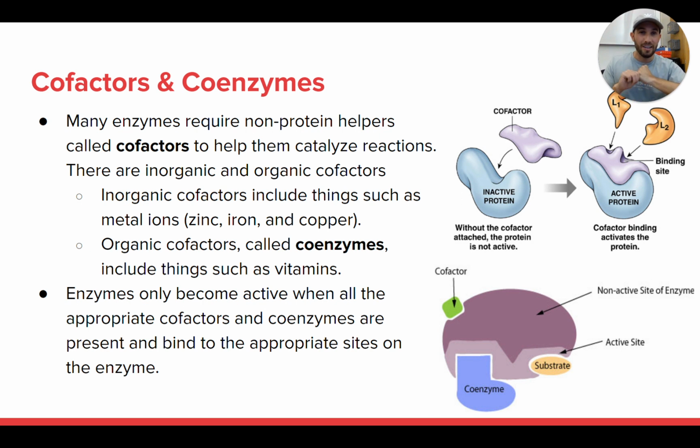Coenzymes are organic cofactors. For the purpose of this class, you don't need to worry about the difference between cofactors and coenzymes. Just know that cofactors or coenzymes are substances that bind to enzymes to help them work properly. An example of a coenzyme, an organic cofactor, is vitamins. There are certain vitamins, like vitamin A or vitamin D or vitamin E, that bind to specific enzymes in your body and allow them to function. And without those vitamins, they're not going to function properly.